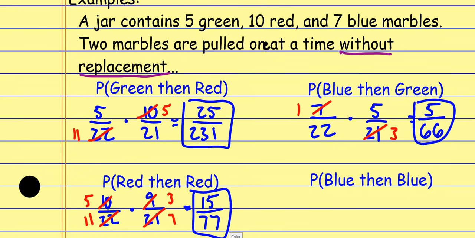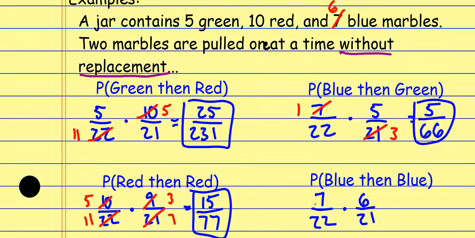The probability of a blue marble, that's 7 out of the 22. But now imagine that I've taken out one of those blue marbles, so now there's only 6 blue marbles left. So now the probability of a blue marble is 6 out of 21. I have to use my imagination. I have to pretend that that first thing happened.